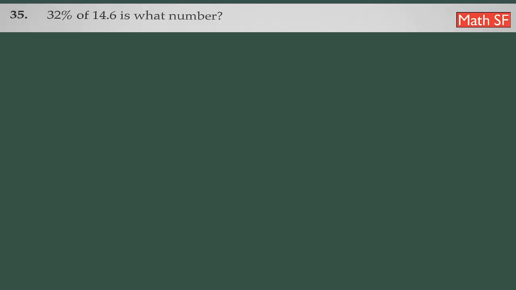Let's move on. 35. Another translation problem. So we have to translate 32%. Well, that's 32% of. What does of mean? We must multiply. 14.6 is, which stands for equal, what number? That's going to be our box. So they're asking you to find 32% times 14.6.